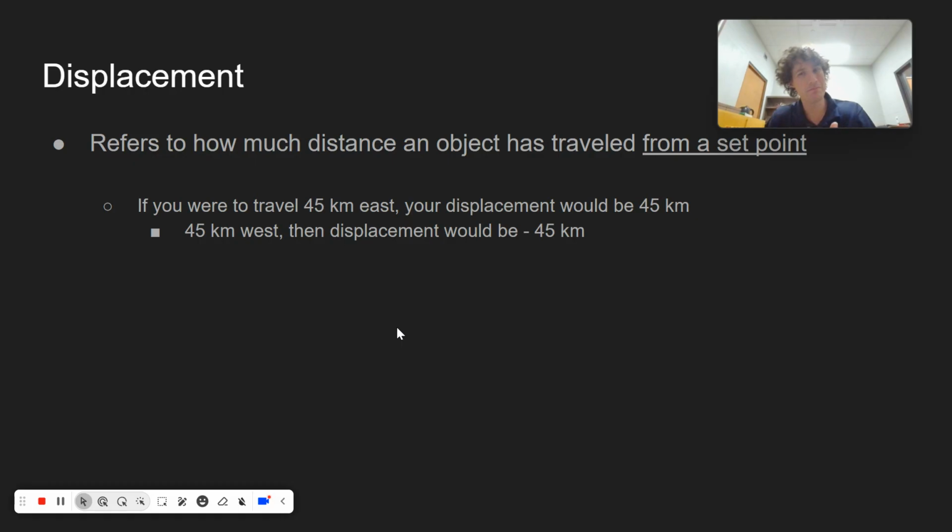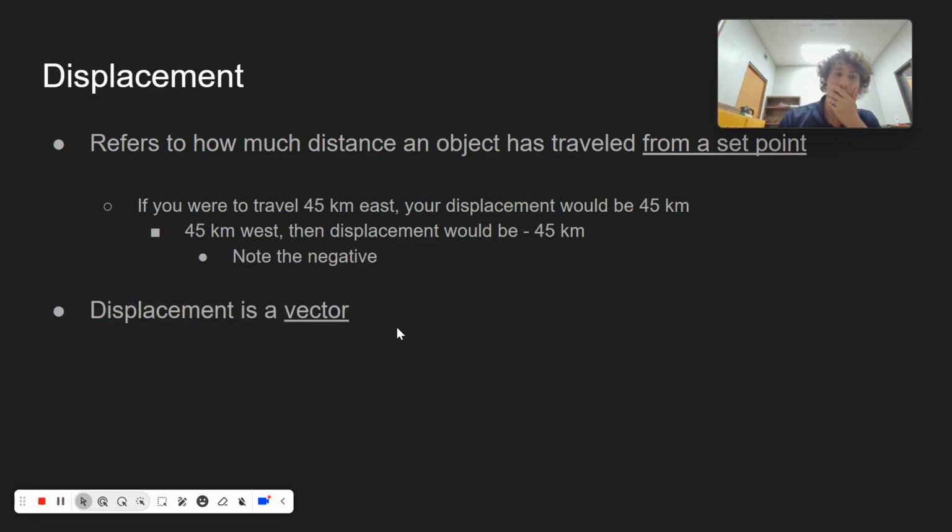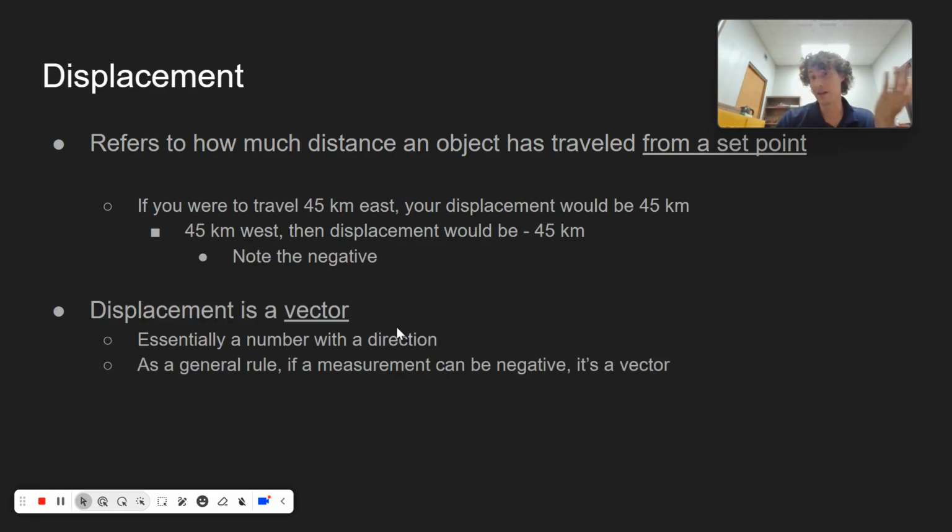Okay? And yes, it can get messier when you get to two-dimensional vectors, so as in like northeast, southwest, right? We can get into that, but for now, keep it simple with one-dimensional, right? East or west, north or south. Okay? This is again a vector. Okay, number with direction. In general, the keyword is general, if you see a number in science that's negative, it often means it's a vector. Okay, there are some exceptions, but that's a generally good rule.